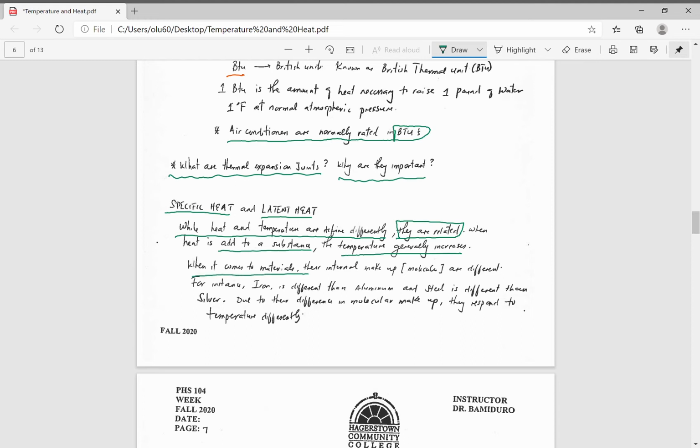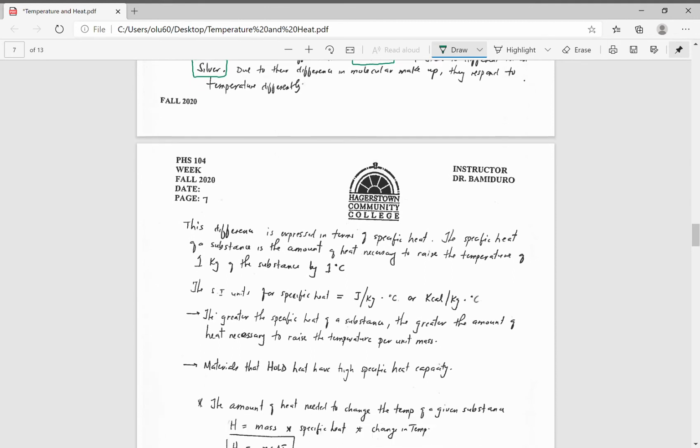When it comes to materials, the internal makeup or the molecular structure are different. Therefore, the amount of heat energy that it may take to heat up aluminum may be different than silver. Put another way, these two materials respond differently to temperature. So how do we address that? The difference is expressed in terms of the specific heat.